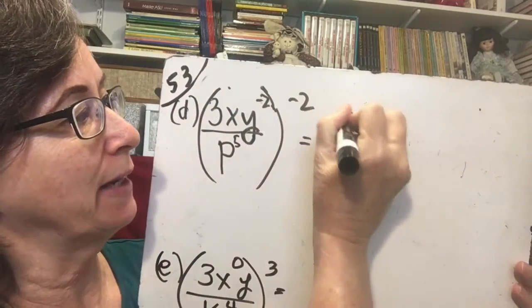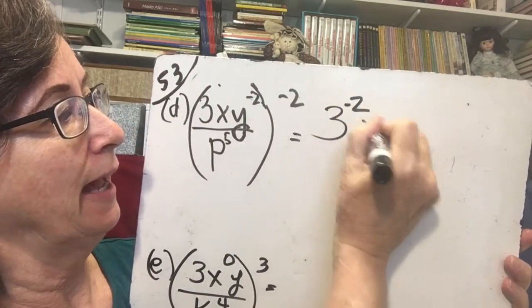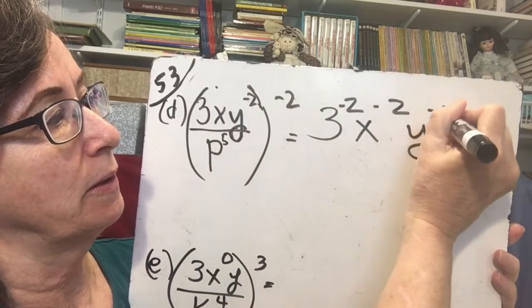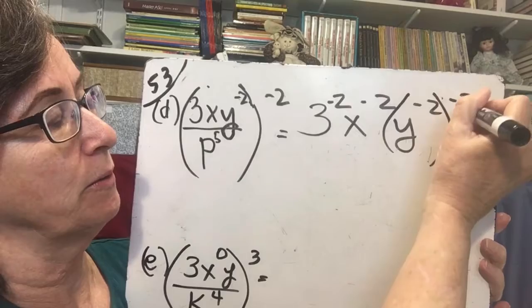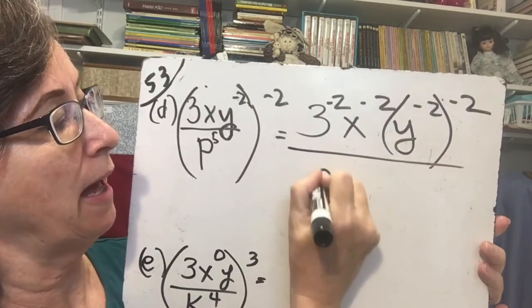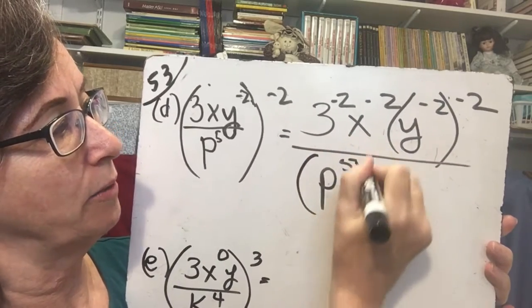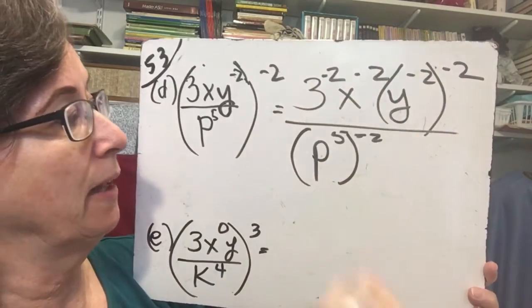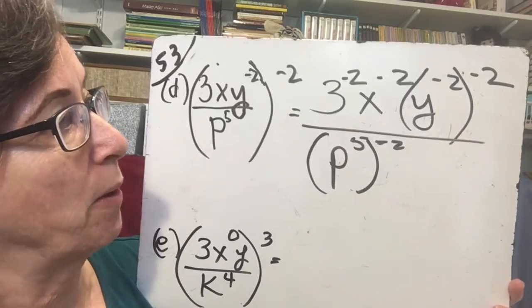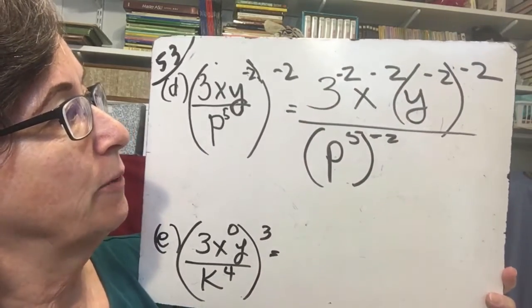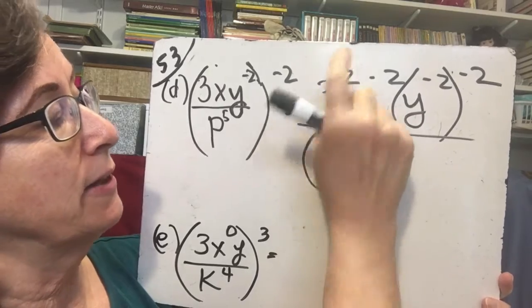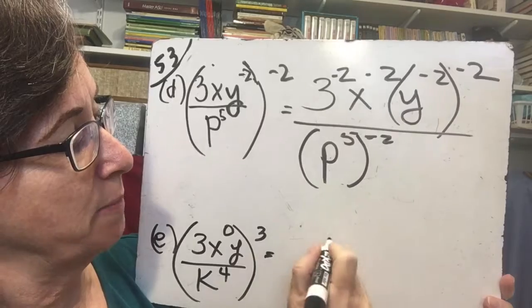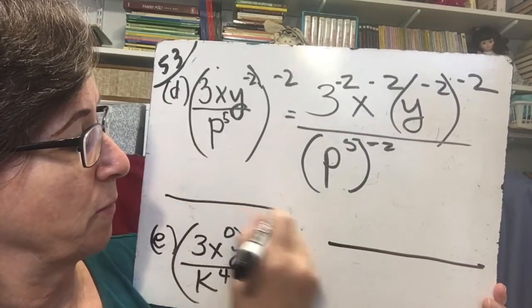So we're going to have 3 to the negative 2, x to the negative 2, y to the negative 2 raised to the negative 2, all over p to the 5 raised to the negative 2. Okay, so the negative 2 is going to be the exponent for each one of these parts of the product and the quotient. So now we're going to have what? 3 to the negative 2 is going to end up going downstairs. So let's make our answer down here. We'll do this one in a little bit.